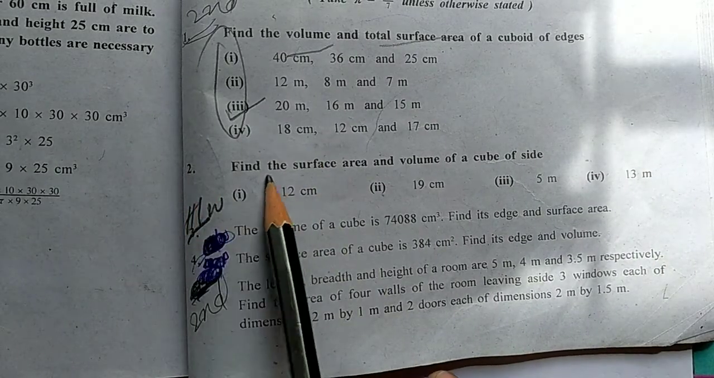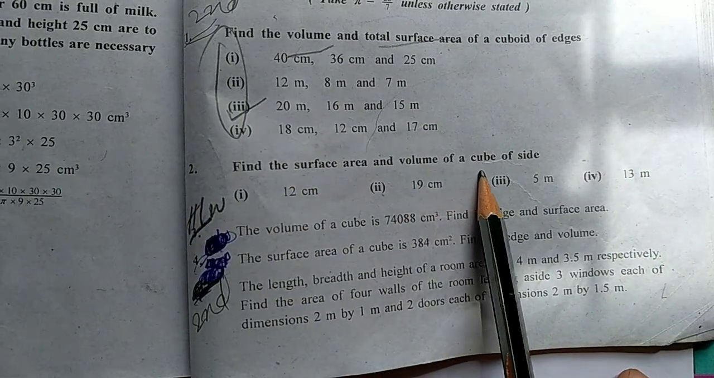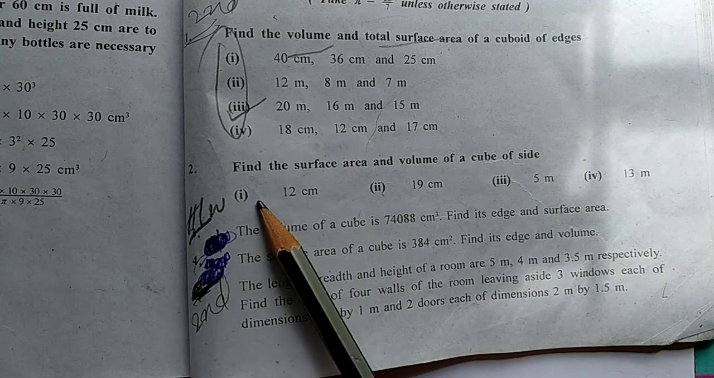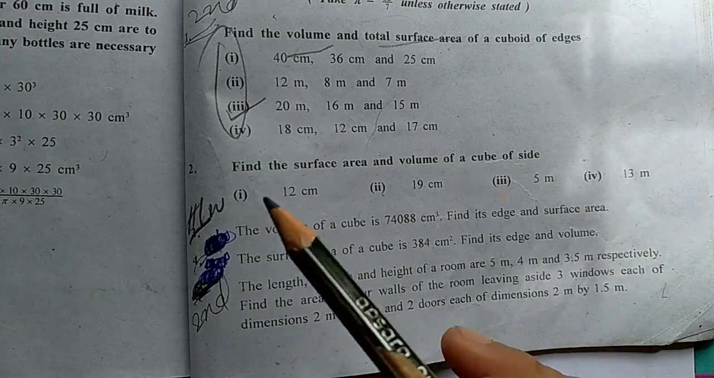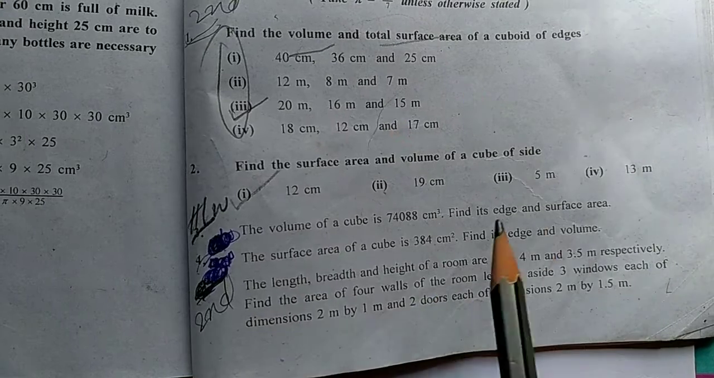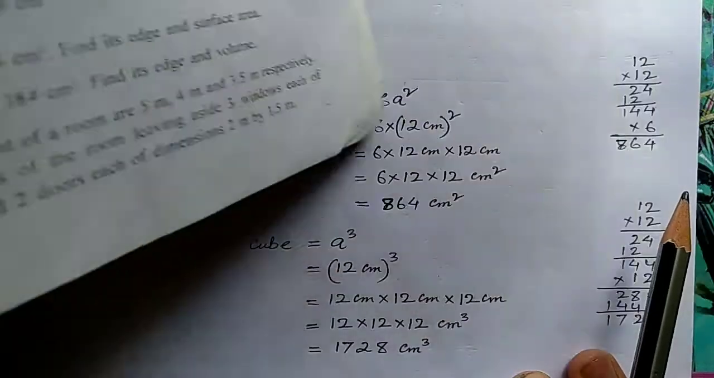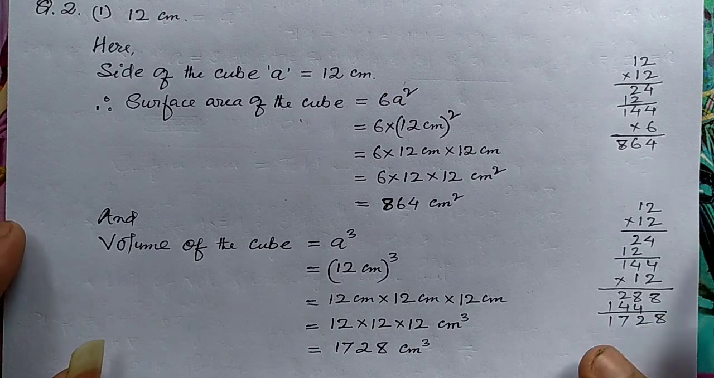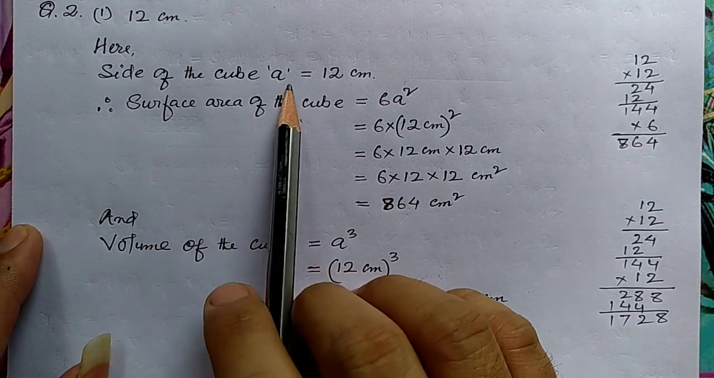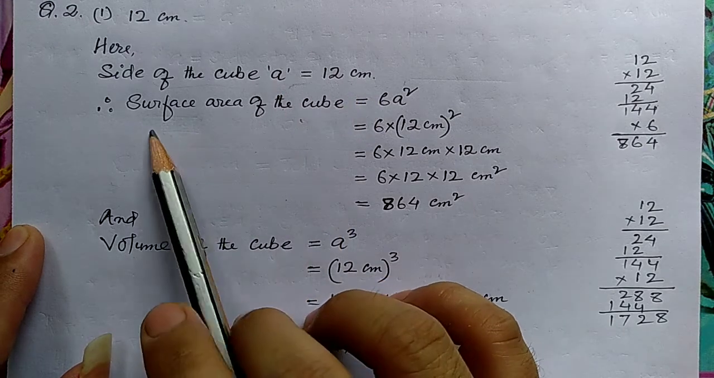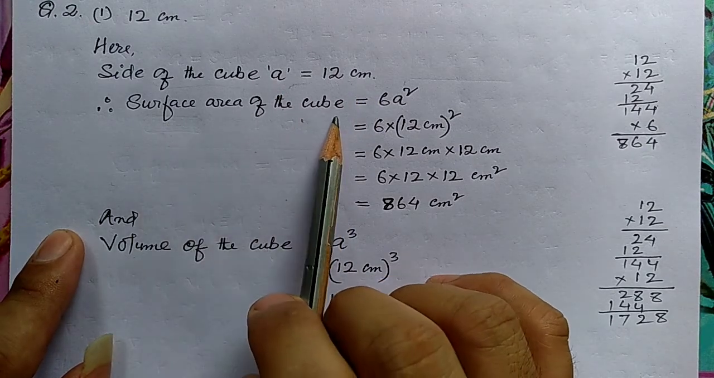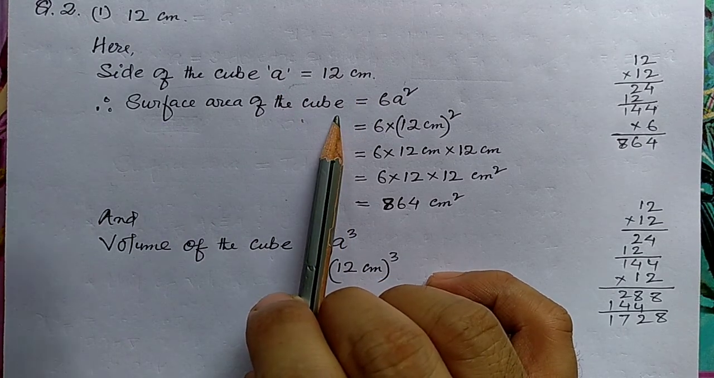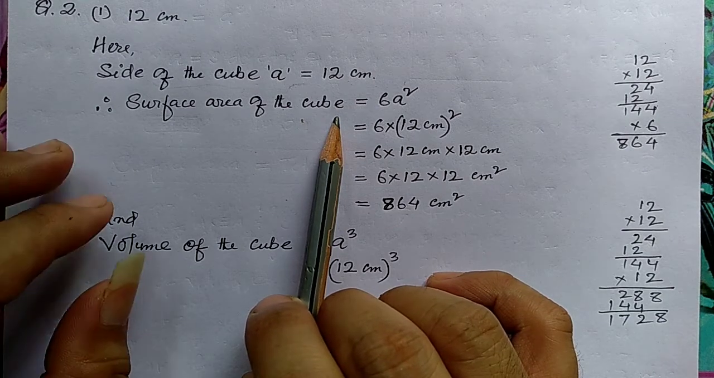You can look at this question. Find the surface area and volume of a cube of size. Here we are given Roman numbers 1, 2, 3, 4. So now we do Roman number 1, which is 12 centimeter. Here 12 centimeter is nothing but the size of the cube. Here the size of the cube, we take a to be 12 centimeter. Then the surface area of the cube. I told you, simply surface area means we have to take total surface area.